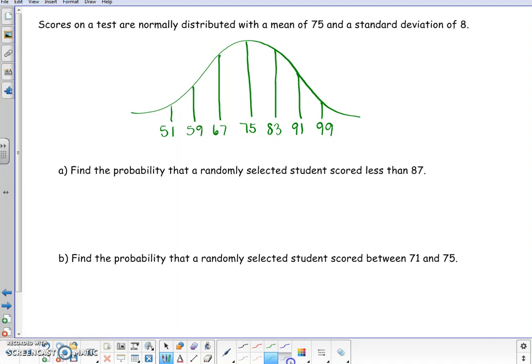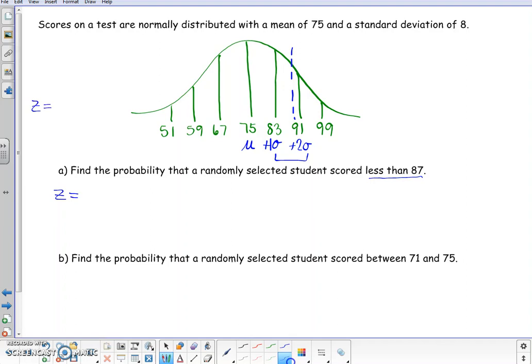Okay. So now, find the probability that a randomly selected student scored less than 87. Well, wait a minute. 87 falls in between two regions on my curve. So that means we have to convert that value to a z-score. Our mean is here. This is plus 1 standard deviation, plus 2. It's somewhere between plus 1 and plus 2 standard deviations. The z-score will tell us exactly where it is.